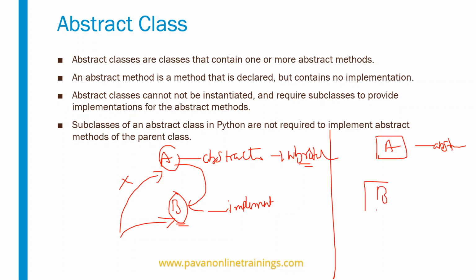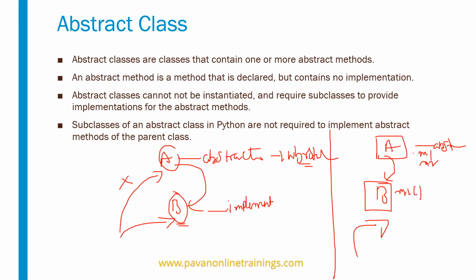Now I have created one more class called B, extended from A. Let us say in the parent abstract class, I have two abstract methods, M1 and M2. Now in the child class, I have implemented only one method. So can we create an object for B class or not?